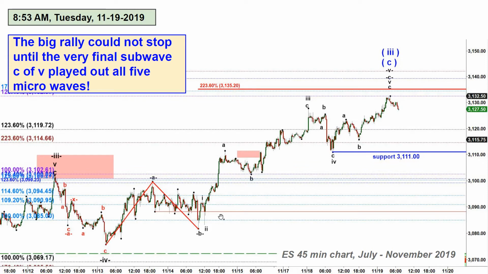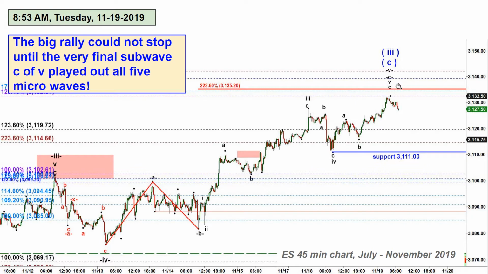That's really amazing, and it makes our work easier, because the whole forecasting process goes into counting. We just count microwaves. Look at that: 1 up, 2 down, A of 3, B of 3, C of 3, ABC of 4, and the very final ABC up: A up, B down, and C up.